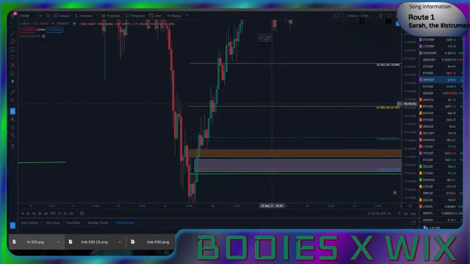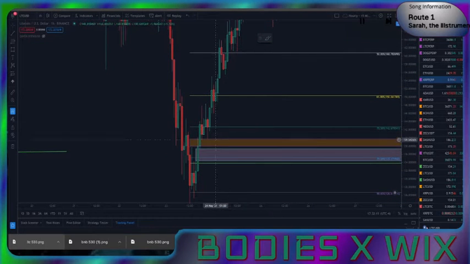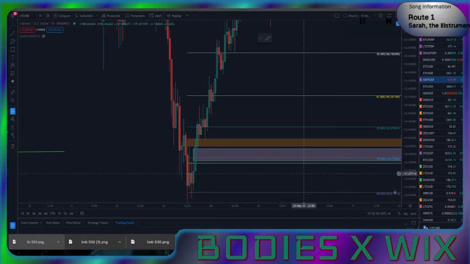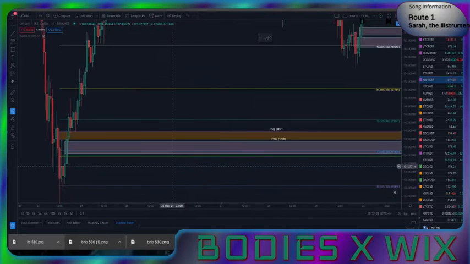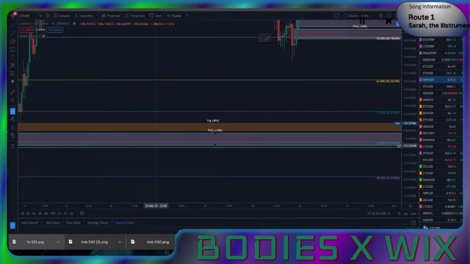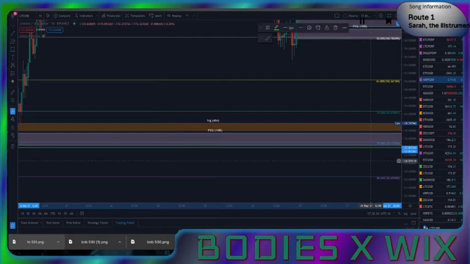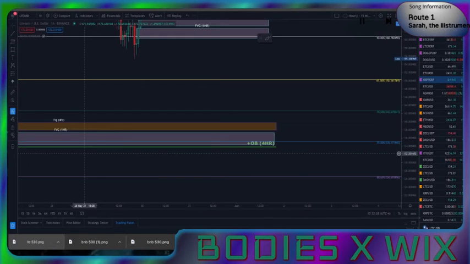Over here, this was the 4 hour gap one. Right here is a 1 hour gap one. So we have a 1 hour fair value gap as well, that's going along with this order block as well. So I have a feeling it's going to be fighting. I wouldn't even know if it's going to be trying to fight through these.